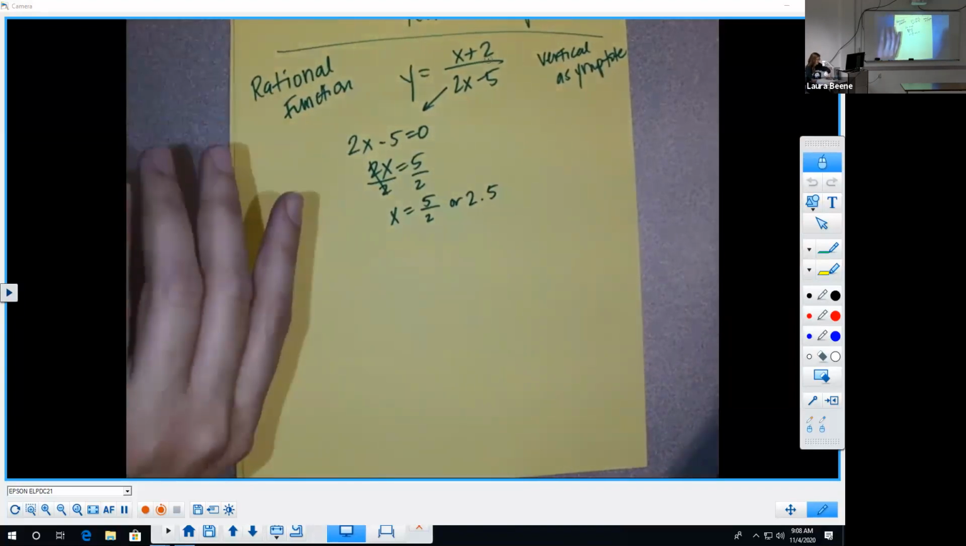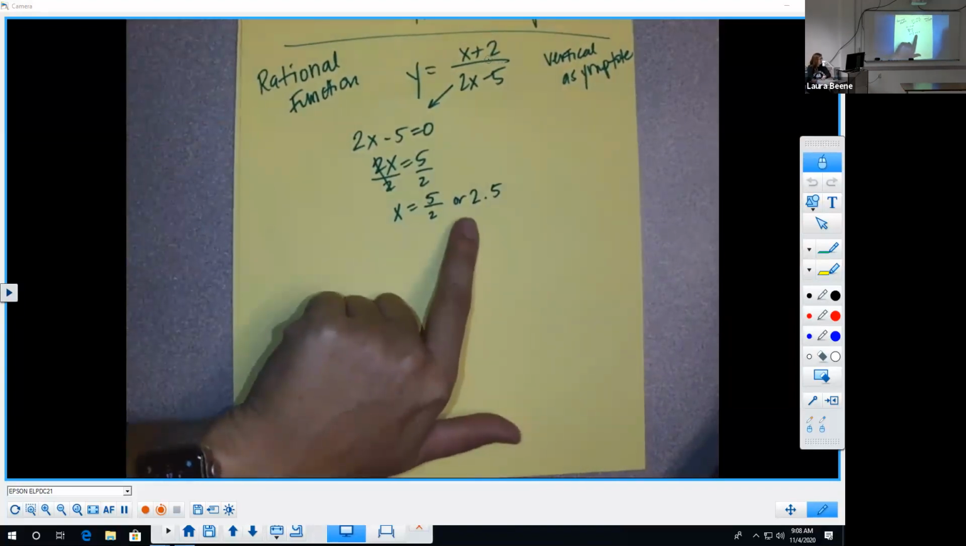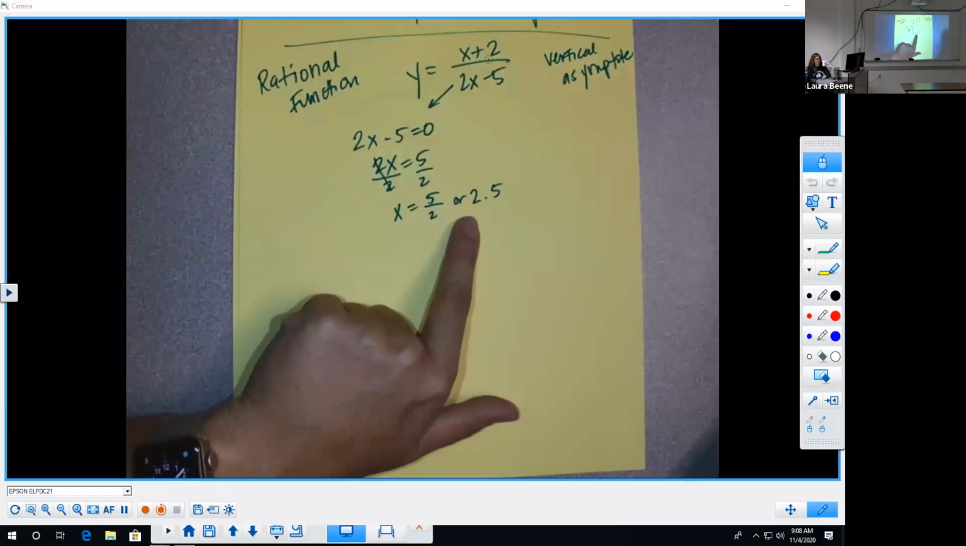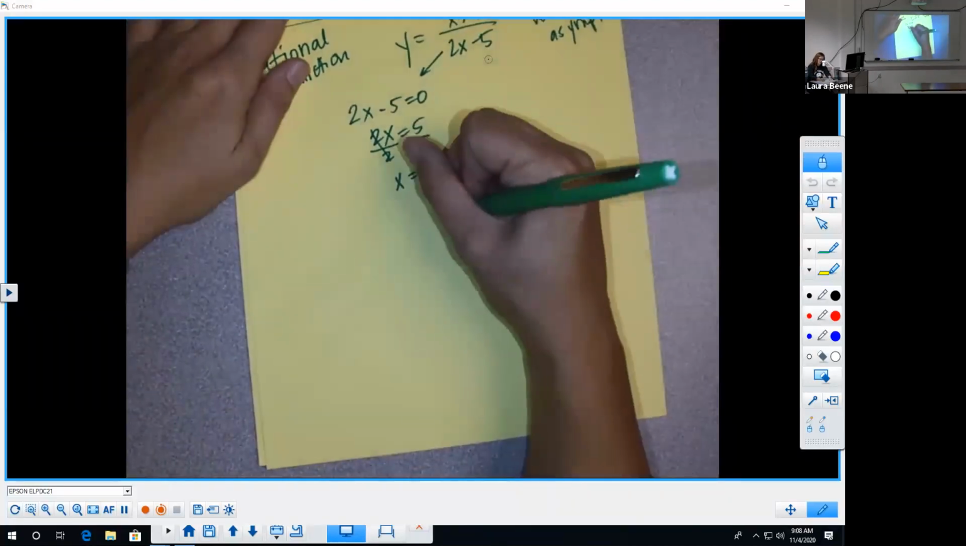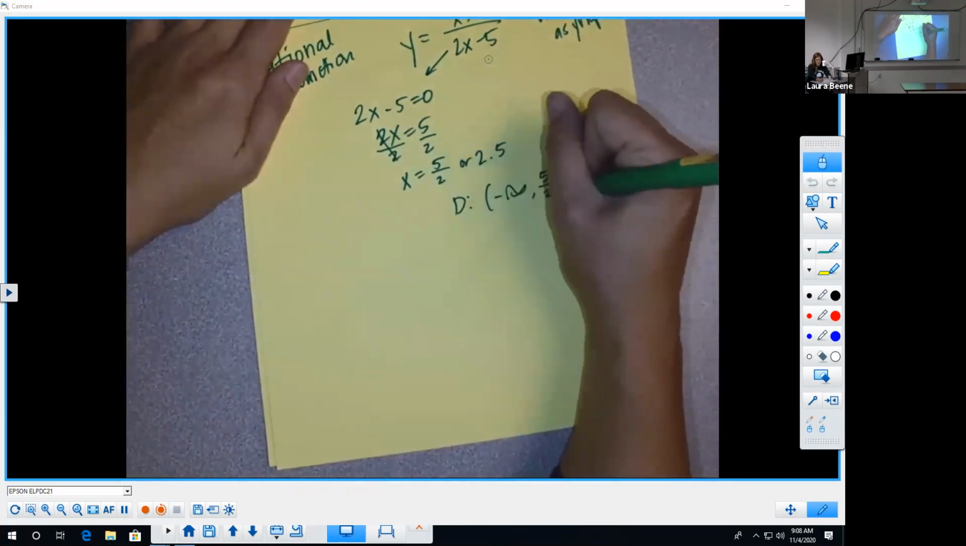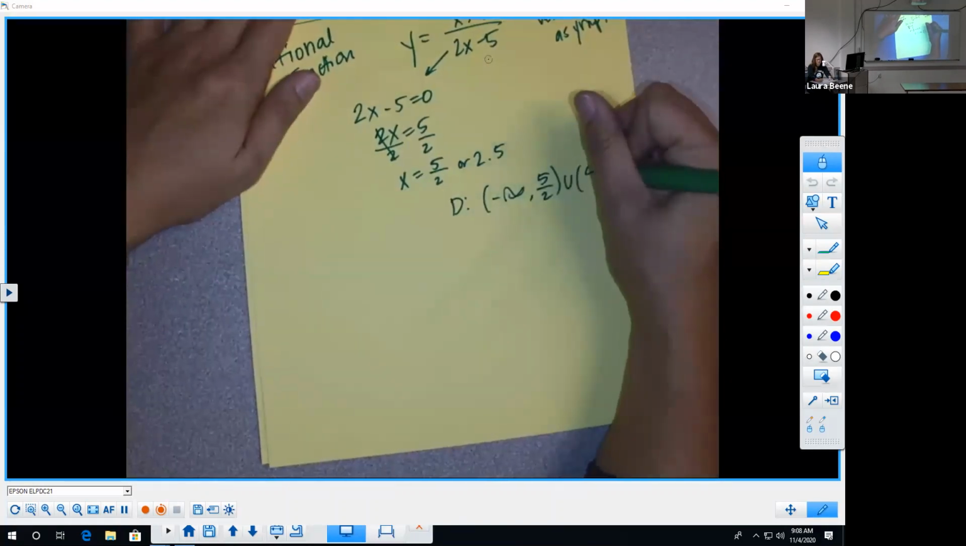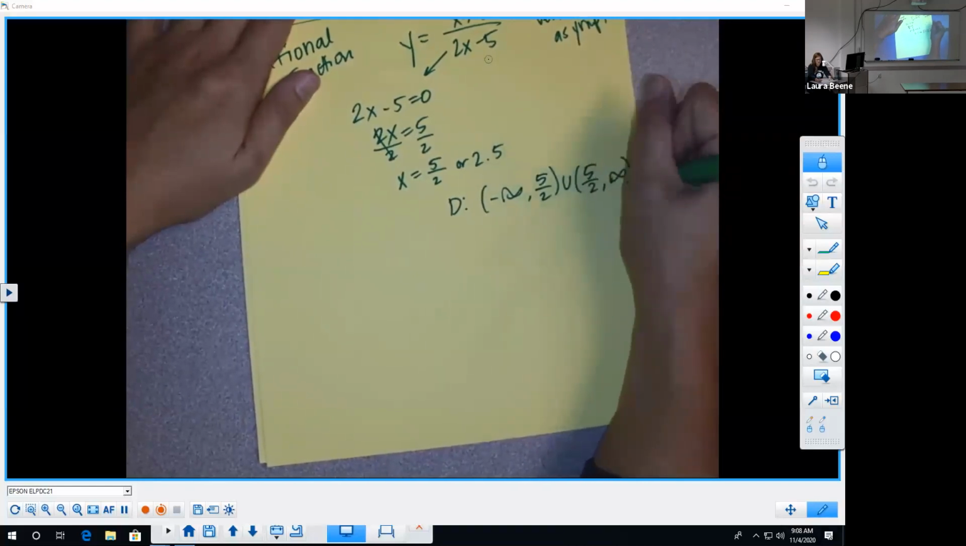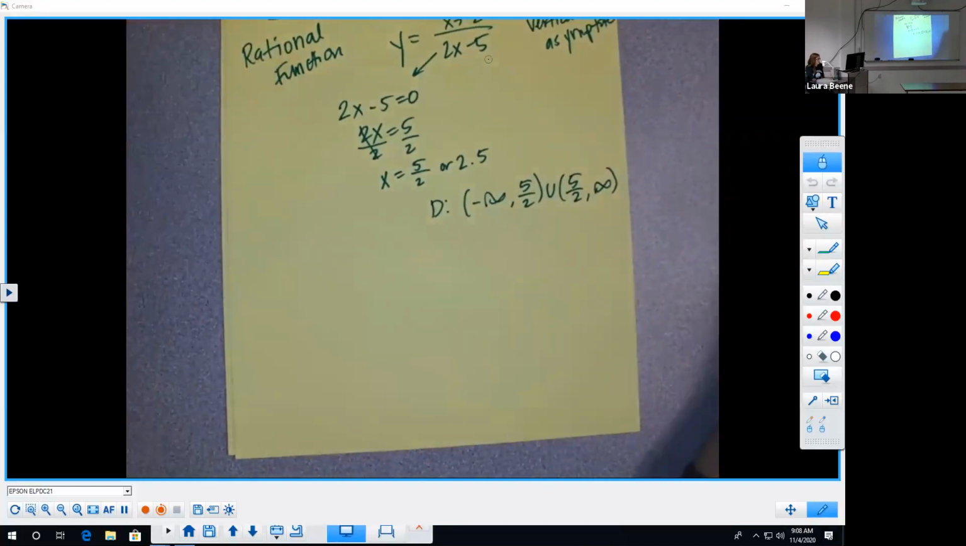So that number that you found is the one number you're not allowed to have for this problem. That's where your vertical asymptote is. So the domain for this function would be negative infinity to that number, 5 halves, union 5 halves to infinity. Okay, remember going over that?